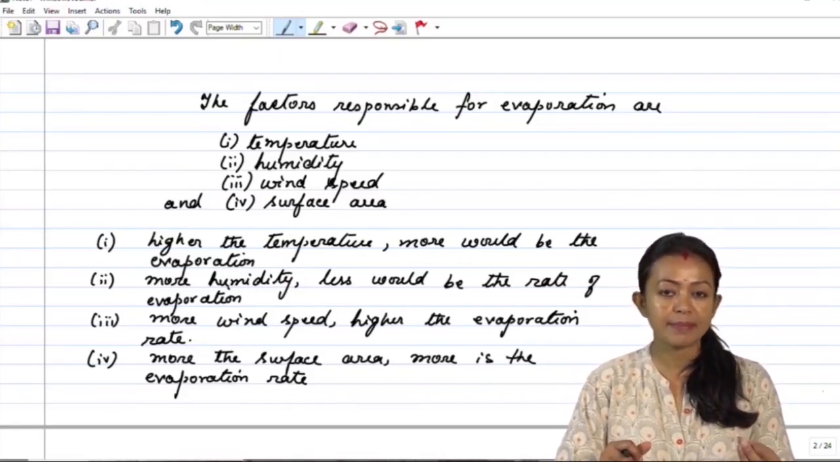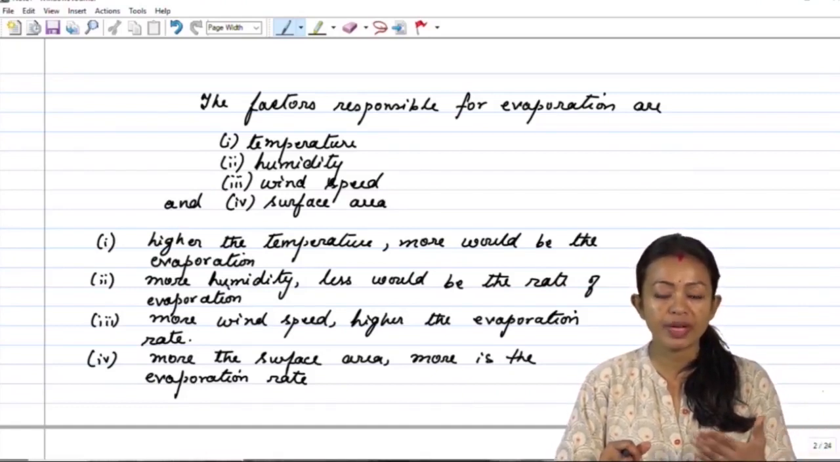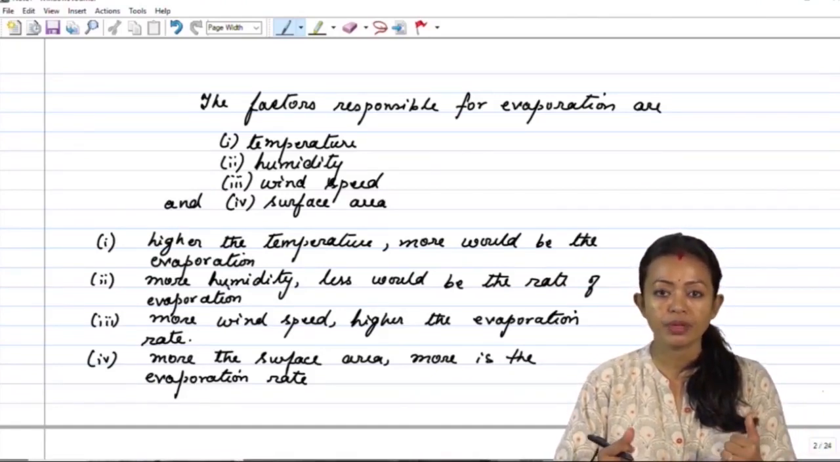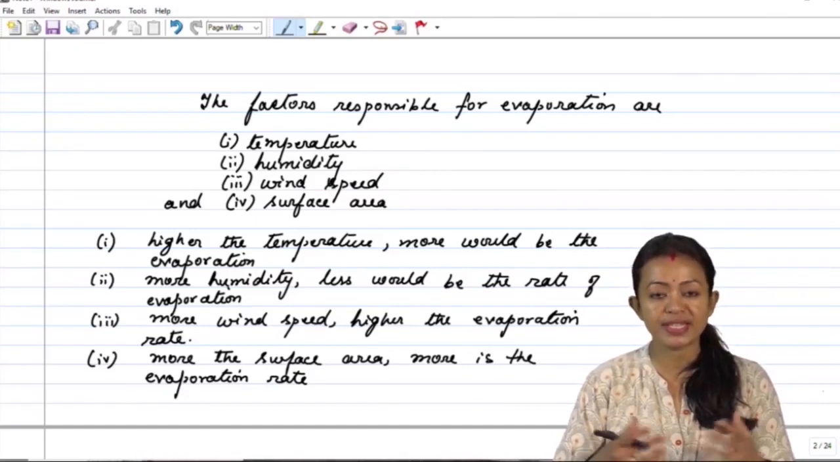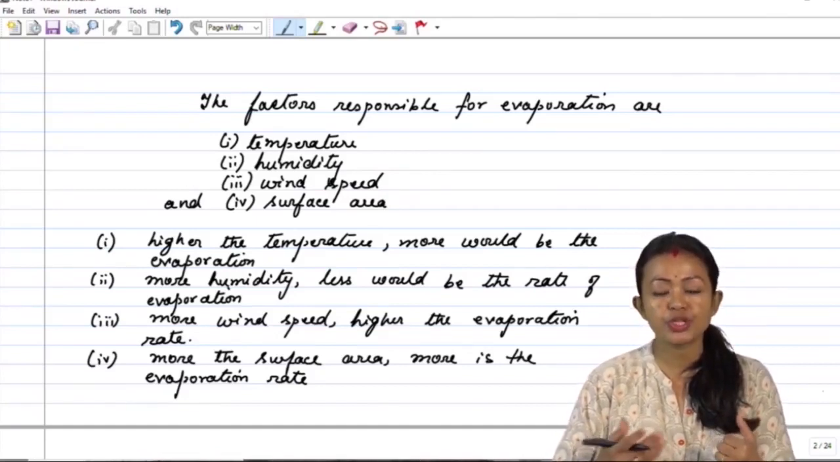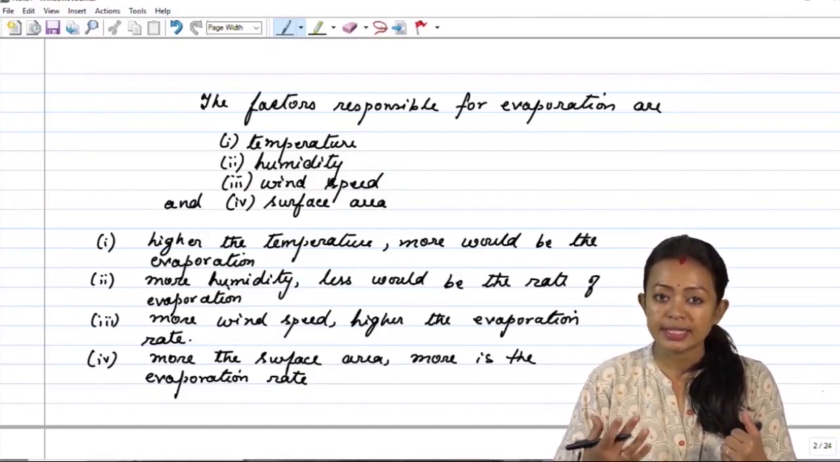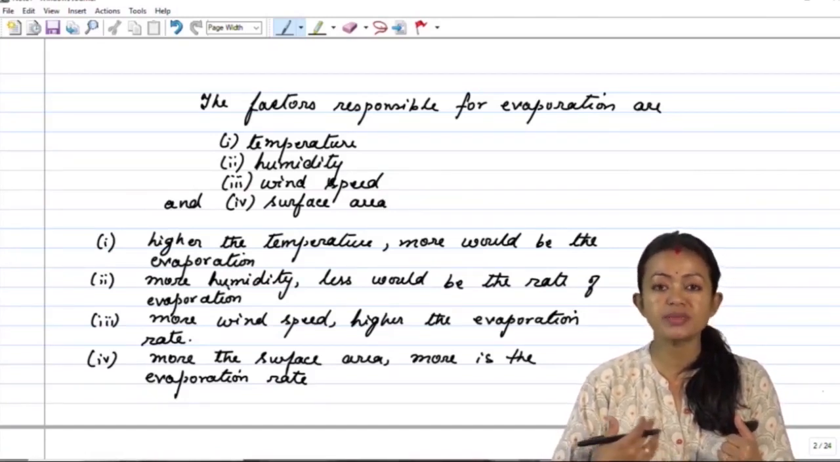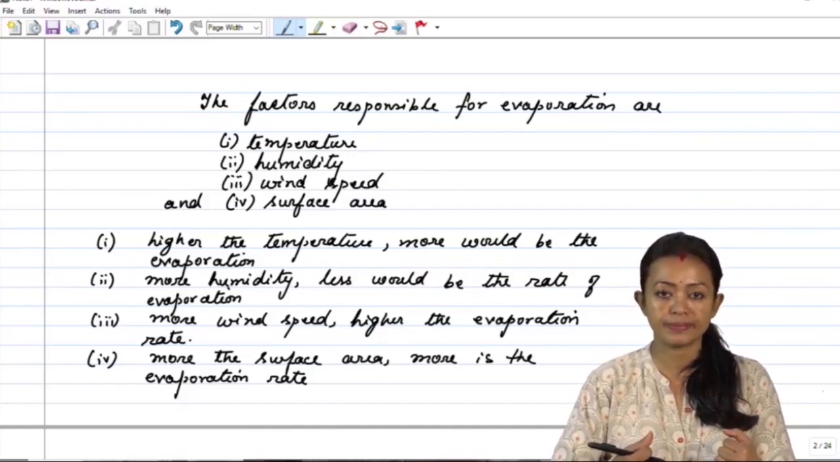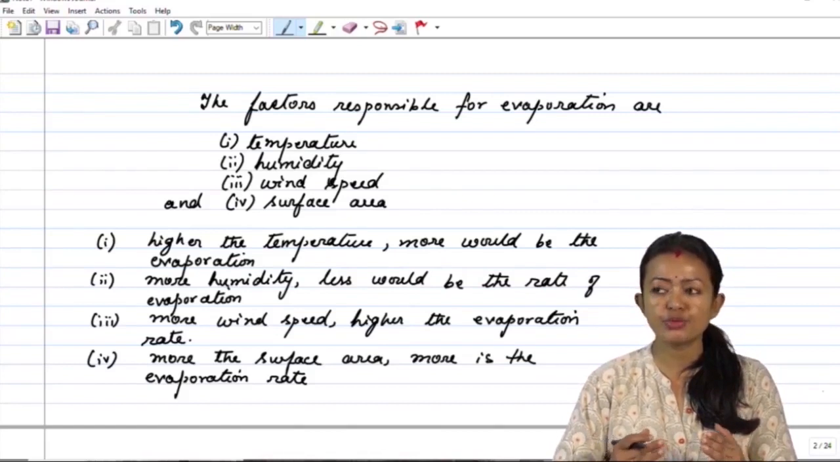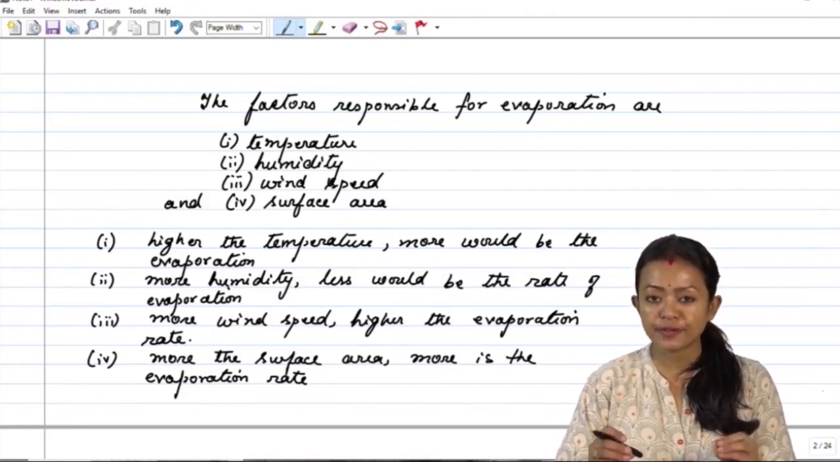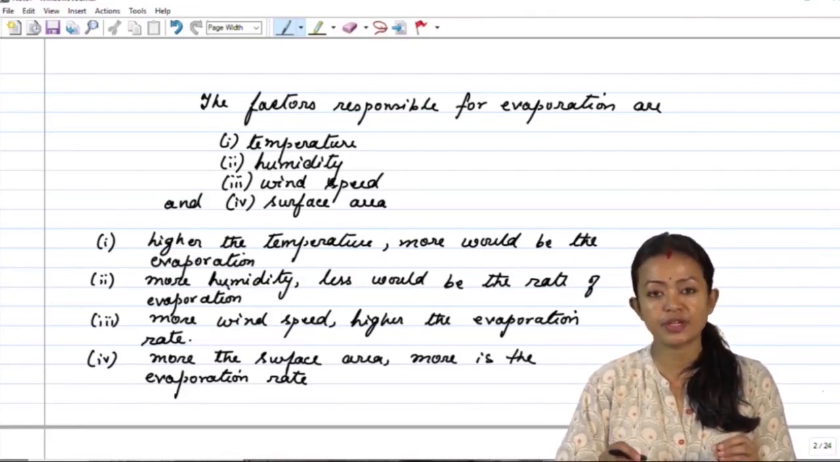You can also take the example of, suppose your mother had mopped the floor. During the winters, what would she do to facilitate faster drying? She would switch on the fan. So what is she trying to do? She is trying to take the help of wind speed. More the wind speed, more would be the rate of evaporation. Clear? So these are some examples that you can identify from in and around you, and see how the different factors of evaporation influence the rate of evaporation.